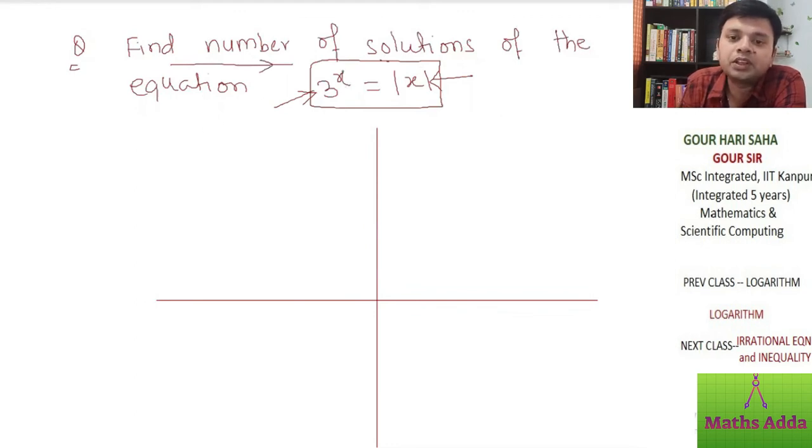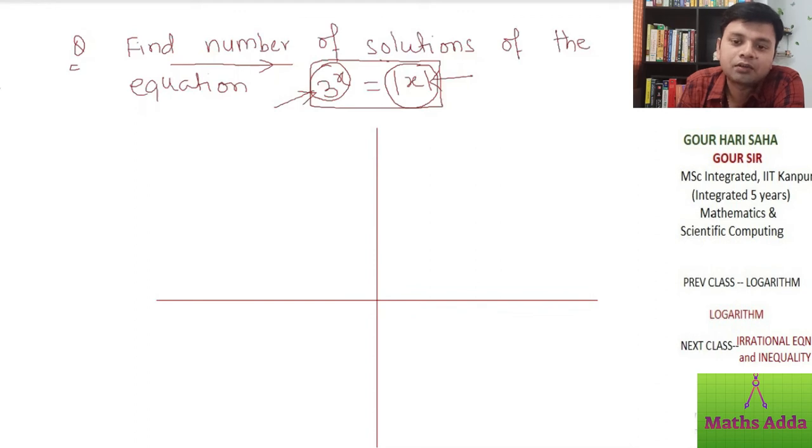So what we will be doing is plotting the graph of 3 to the power x, and at the same time we will be plotting the graph of mod x. And when we plot them, they will intersect at a certain number of points. The number of points of intersection will be equal to the number of solutions.